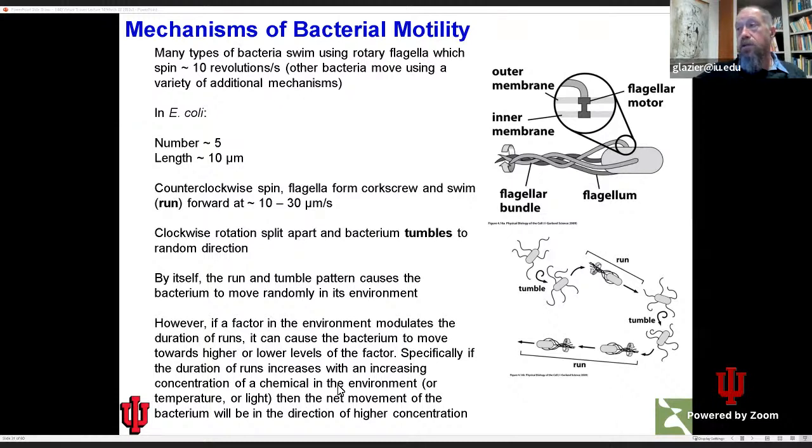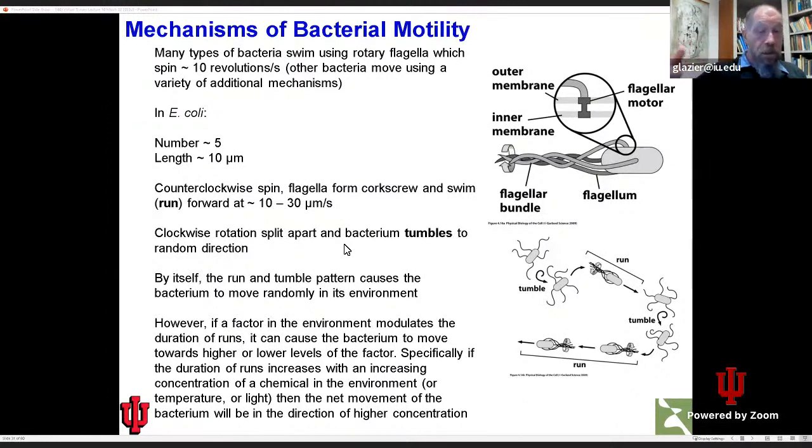These are some pictures from that beautiful Physical Biology of the Cell textbook showing how bacteria actually swim. They have flagellar motors. If they're spinning counterclockwise, all of the flagella match up into a single corkscrew, and the bacterium swims forward. And they can move pretty fast. They could move 10 to 30 microns a second, which is quite a lot, given that their size is about half a micron. So they can move 20 body lengths in a second, which is quite fast.